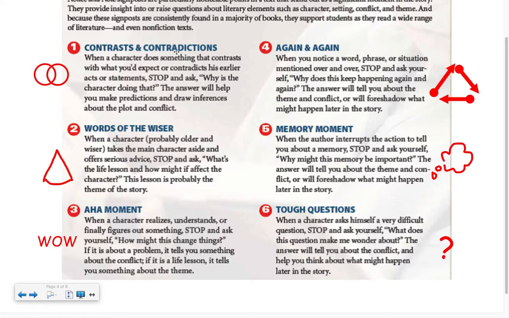So, contrasts and contradictions. And I have a Venn diagram, where you compare and contrast, as the symbol I'm going to use. And I'm going to stop and ask the question, why is the character doing that, when I come across a contrast or contradiction.